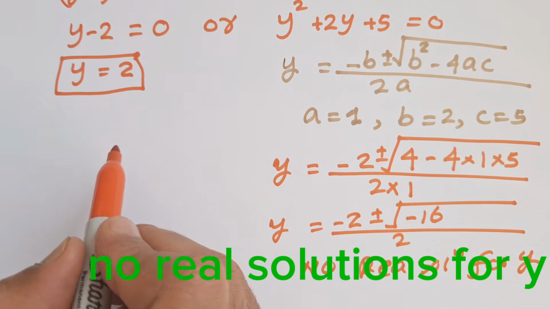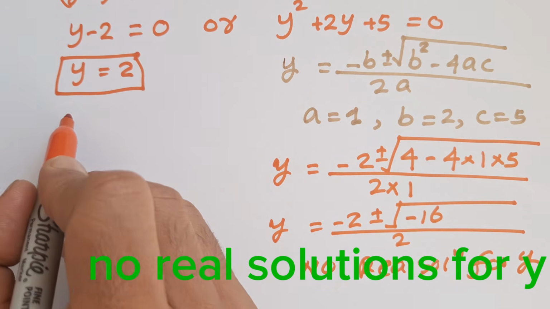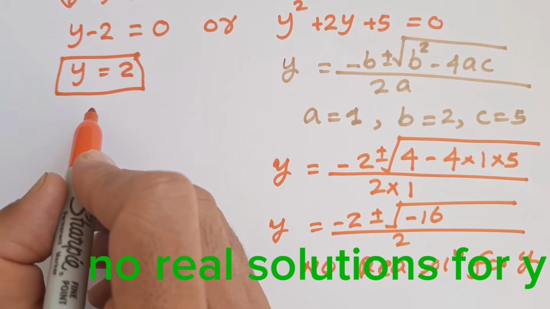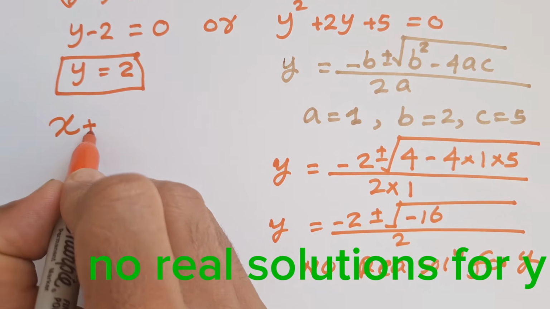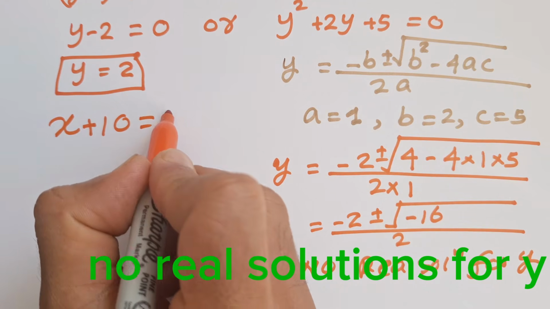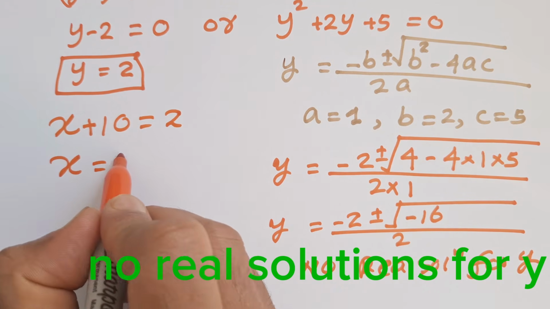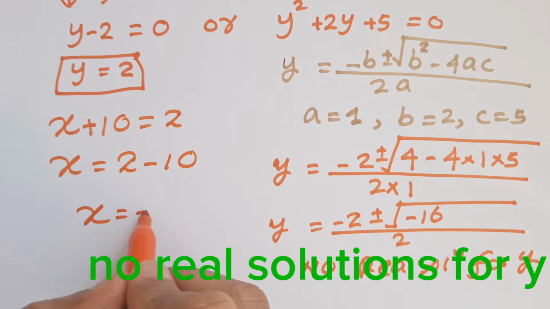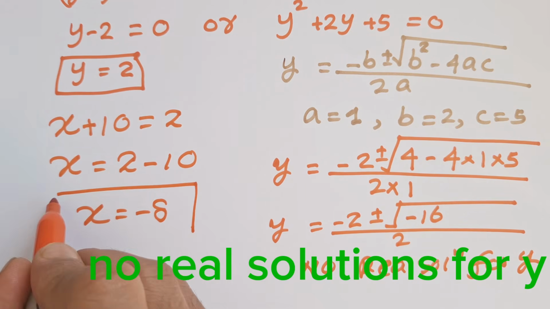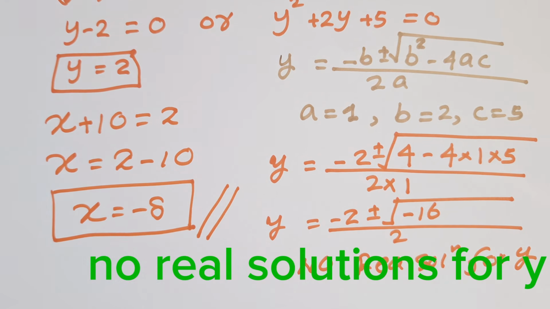But our goal is not to find the value for y, we need to find the value for x. So our initial substitution is x plus 10 is equal to y. x plus 10 is equal to y, y is equal to 2. So the value for x is equal to 2 minus 10. So x is equal to minus 8. So we have only one real solution for this equation. This is x equal to minus 8.